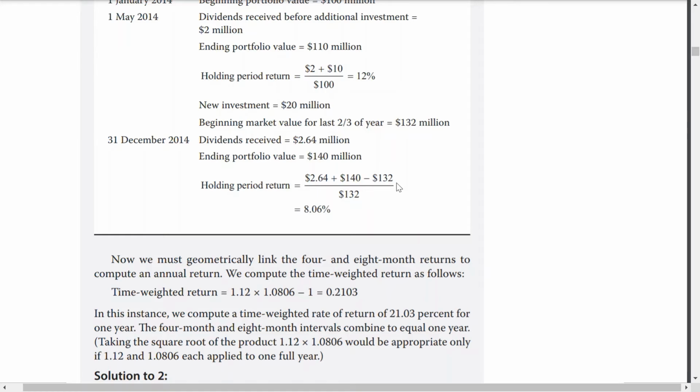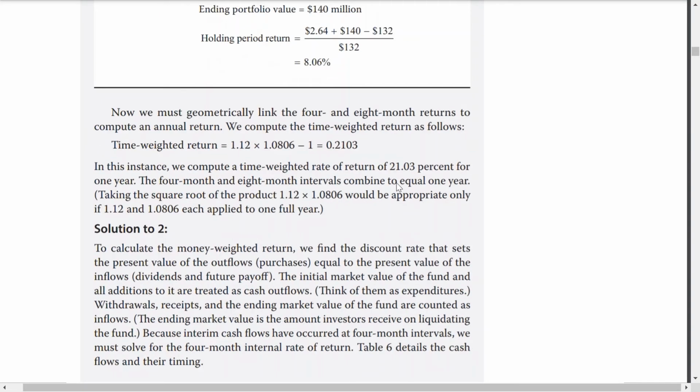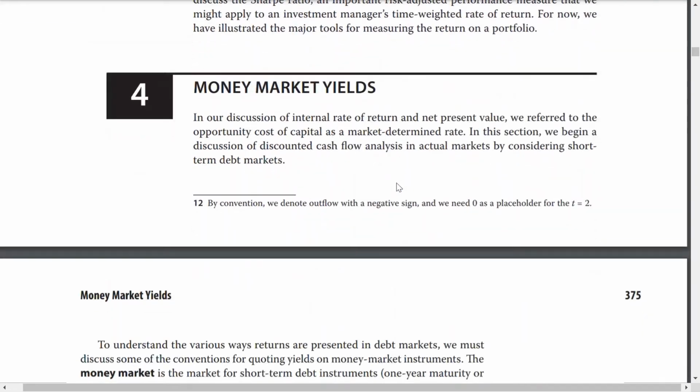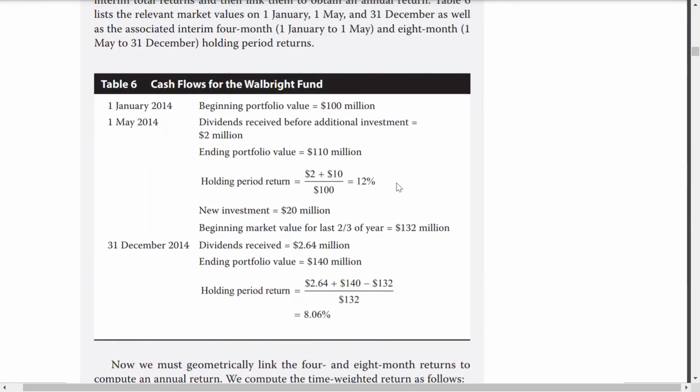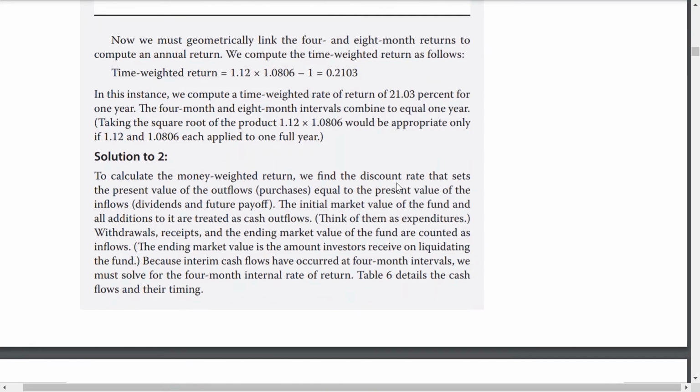So at the 31st of December 2014, dividend received was 2.64 million. Ending portfolio value was 140 million. Holding period return is 2.64 plus 140 minus 132 divided by 132, which is 8.06%. Now we must geometrically link the 4 and 8-month returns to compute the annual return. We compute the time-weighted return as follows. The time-weighted return is 1.12 multiplied by 1.0806 minus 1, which is 0.2103.